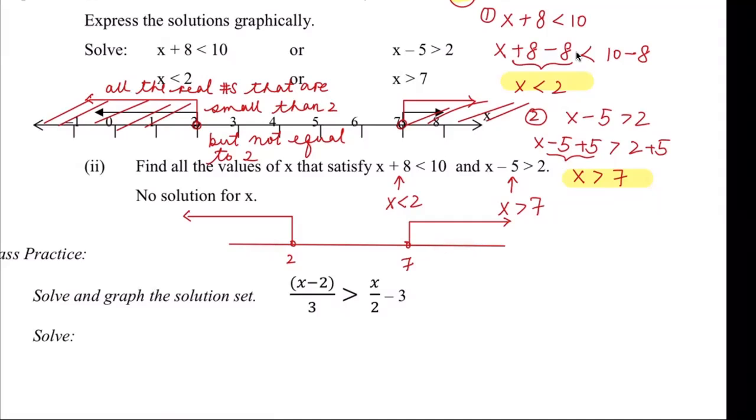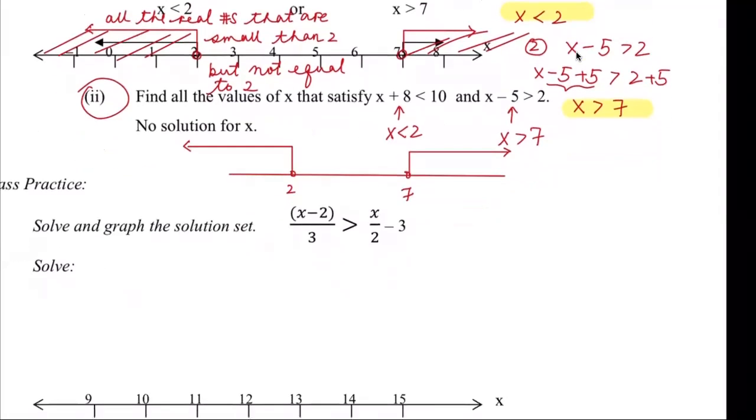So for number 2, the answer is there's no solution for x. Such x doesn't exist. You can say such x does not exist. You can write D N E. It stands for does not exist. Or you can say no solutions for x. Either way works.